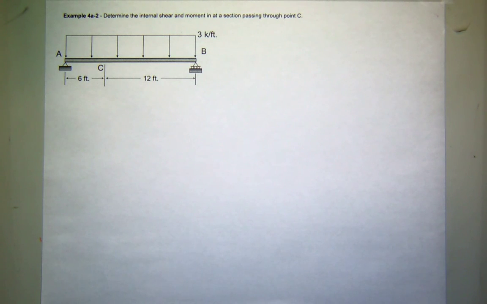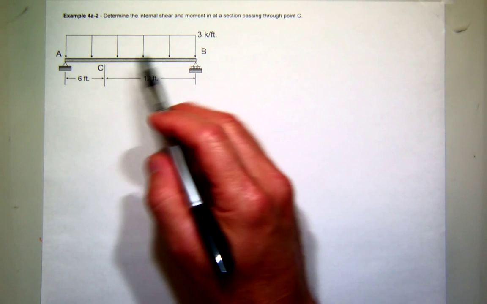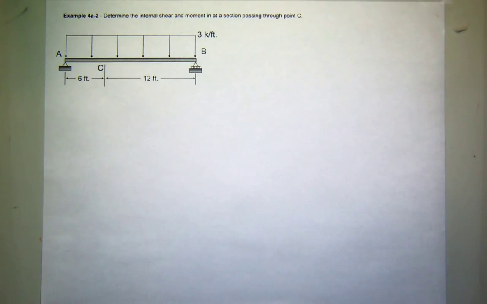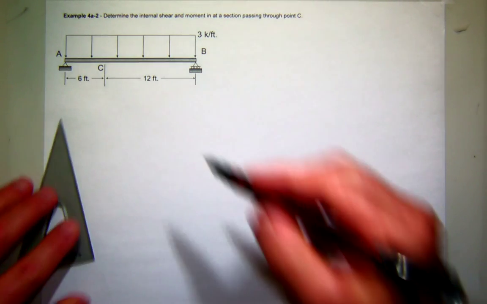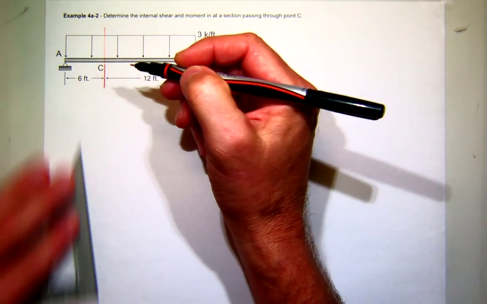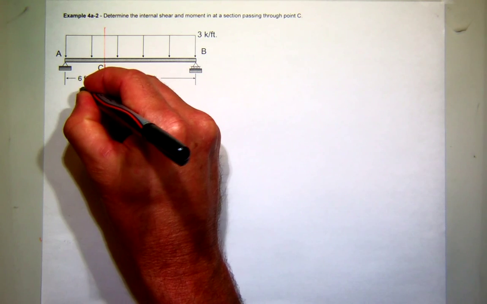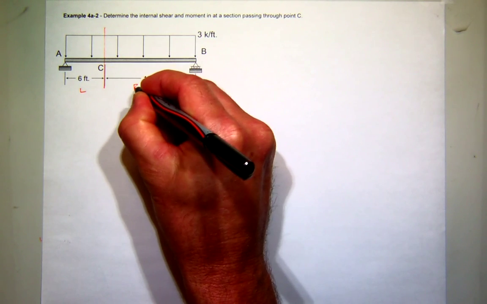Okay, so let's look at this problem. I want to determine the internal shear force and bending moment at point C. Just to help you visualize that, let's draw a big line there at C and say this is where I'm going to cut it. Do I want to look at the left side or the right side?